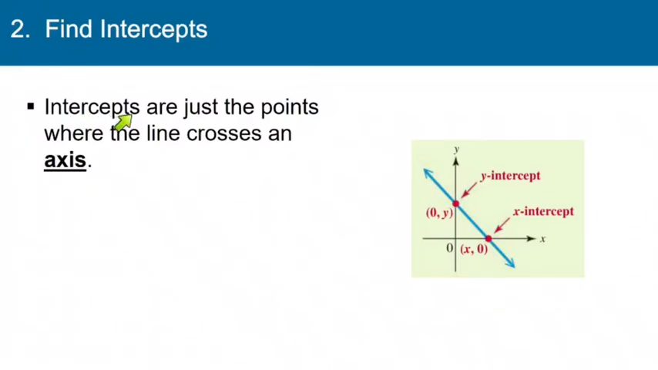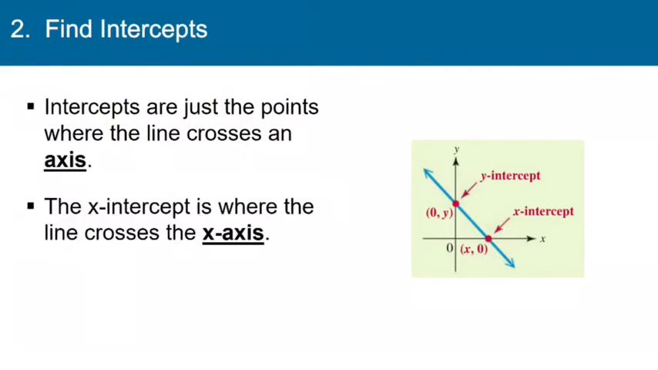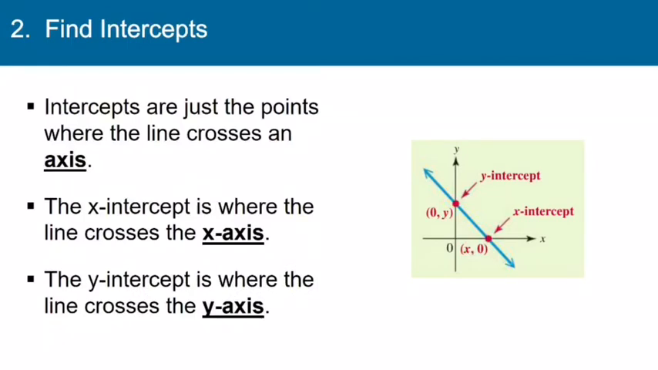An intercept is just the point where the line crosses an axis. The x-intercept is where the line crosses the x-axis. So if you look at the diagram here, I've got a line, and this point where it crosses the x-axis, that is the x-intercept. And the y-intercept is where the line crosses the y-axis. So back to the diagram, this point where the line crosses the y-axis is the y-intercept.